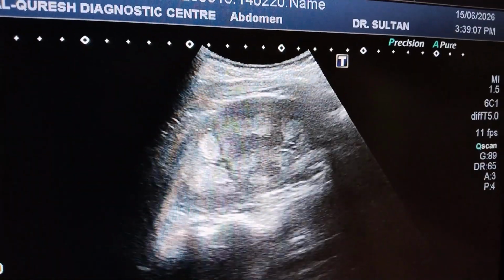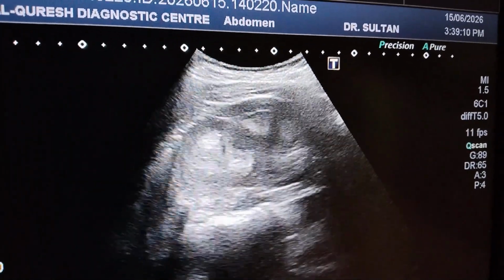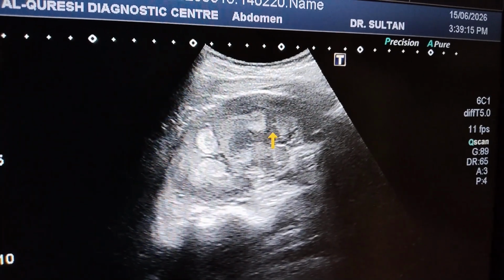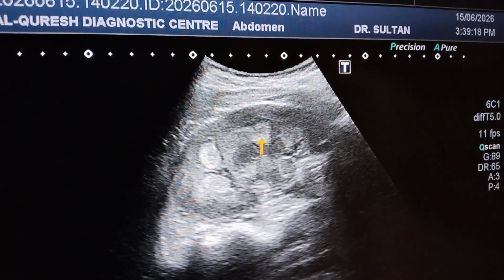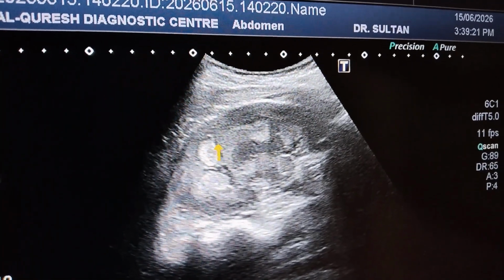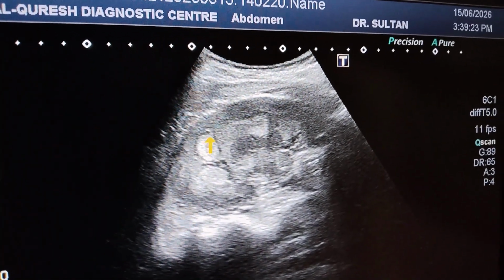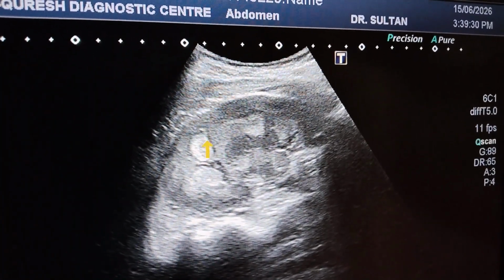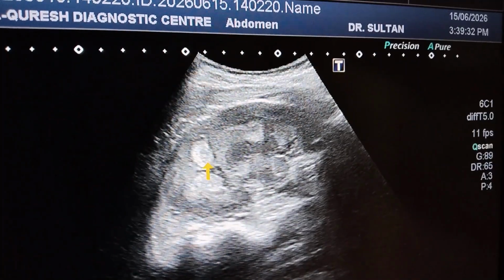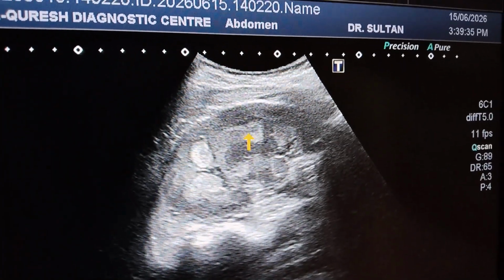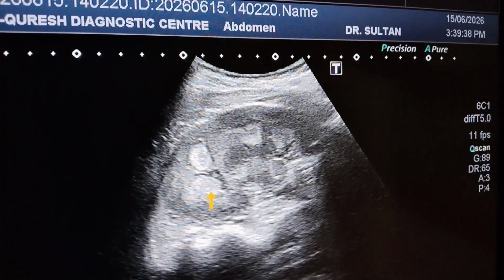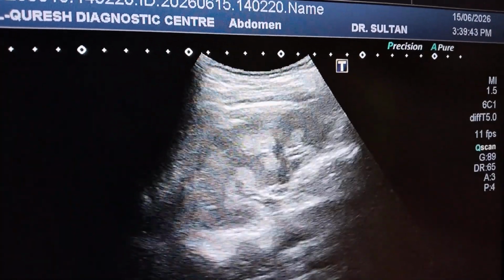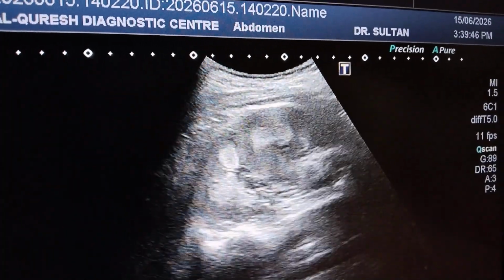So when we talk about the cortex and pyramids, they are dark, hypoechoic. It should be hypoechoic. And here we can appreciate these are the pyramids. These are not dark, these are significantly brighter, and these are diffusely brighter. All are echogenic. Look here, we can appreciate on the real image.